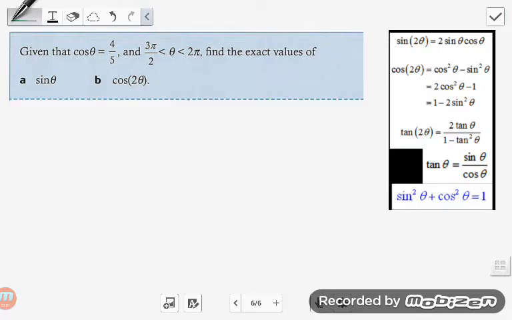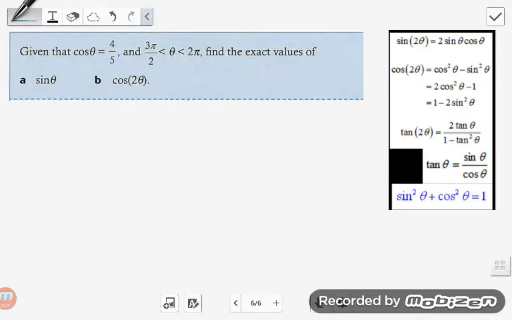Hi, in this video I'm going to go over another example of solving trig equations, trigonometry equations, using the formulas that we have come across.